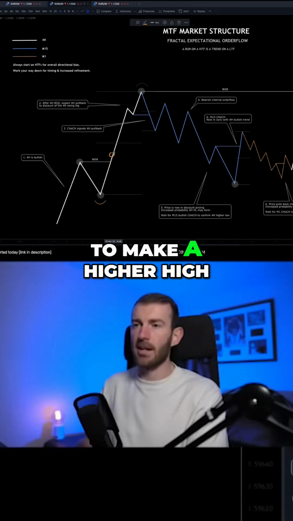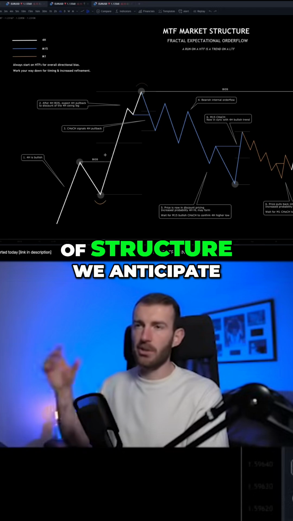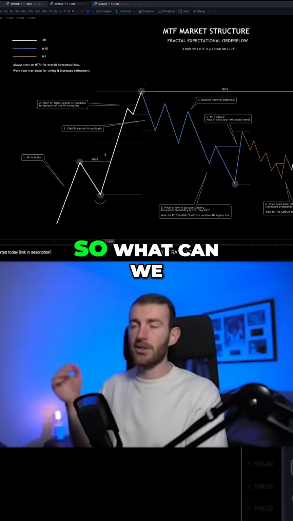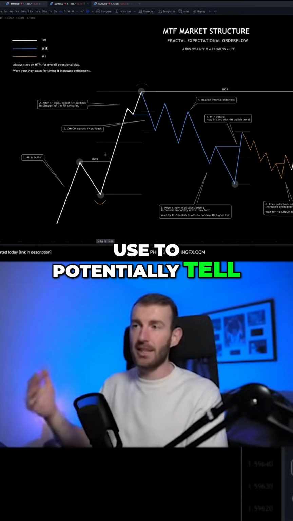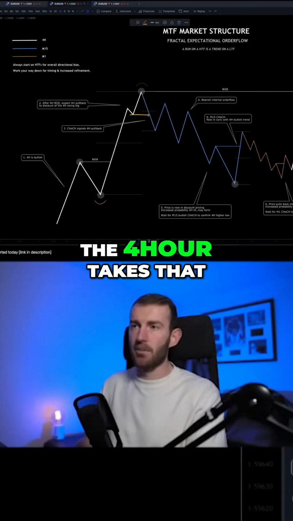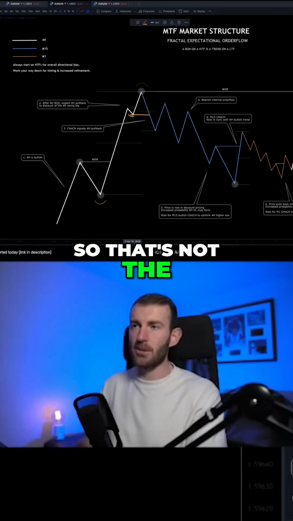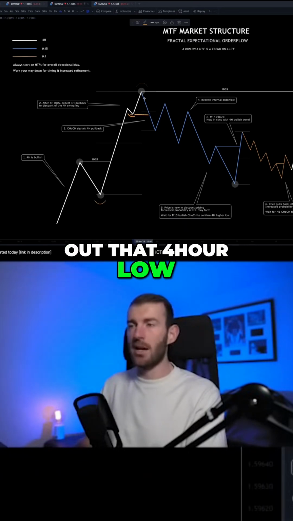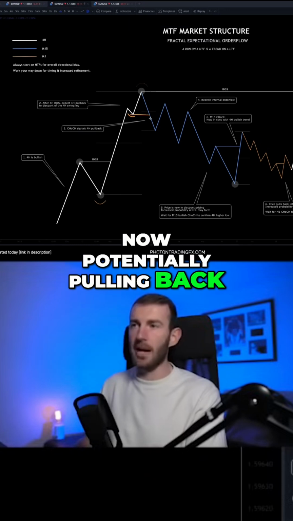Then price goes on to make a higher high. So after that break of structure, we anticipate what? We anticipate that the 4 hour chart is going to pull back. So what can we use to potentially tell us that the 4 hour is pulling back? Well, we look for a change of character when the 4 hour takes that internal low, okay? So that's not the swing low. Remember, the swing low is all the way down here. So when price takes out that 4 hour low, the 4 hour chart is now potentially pulling back.